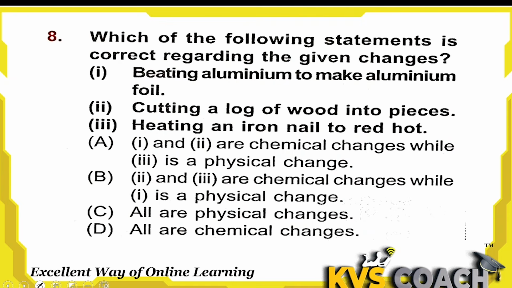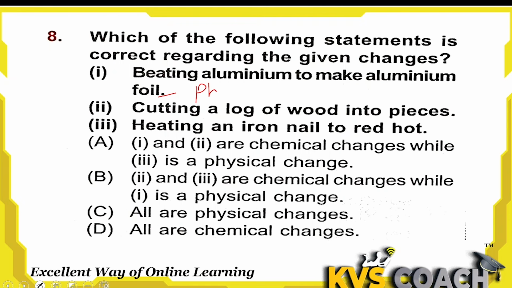Next, question 8. Which of the following statements is correct regarding the given changes? First one, beating aluminium to make aluminium foil. When you are beating aluminium and making thin plain sheets, that is also called aluminium foil. It means that is a physical change. There is no change in chemical composition. That's why it is only a physical change, not chemical.